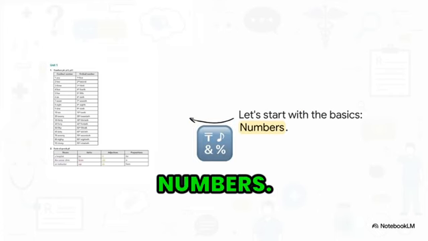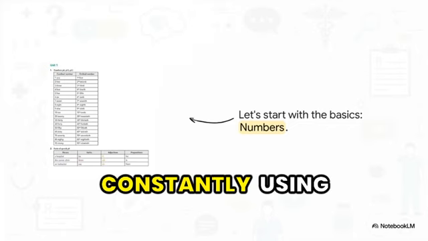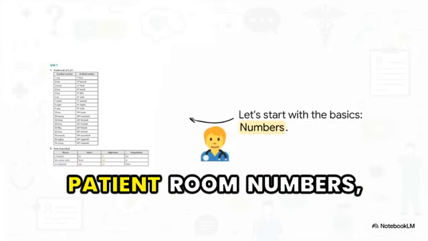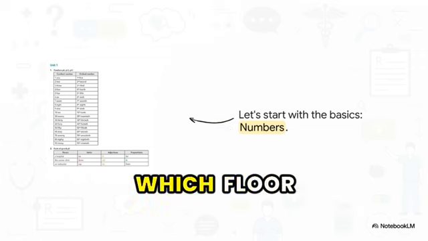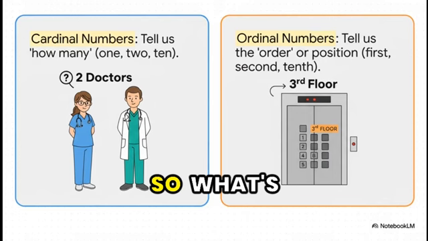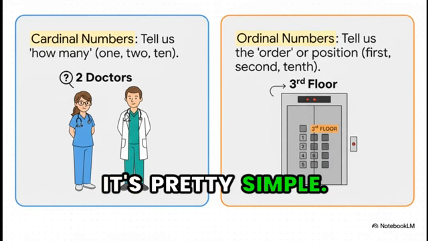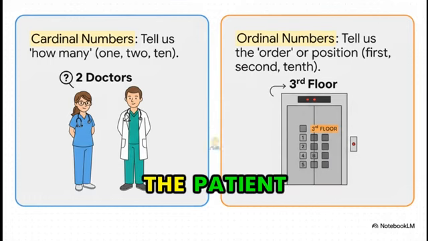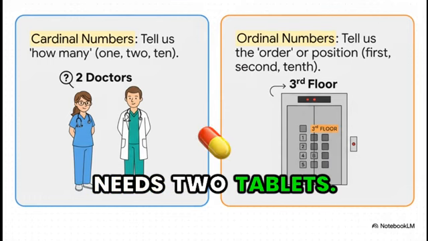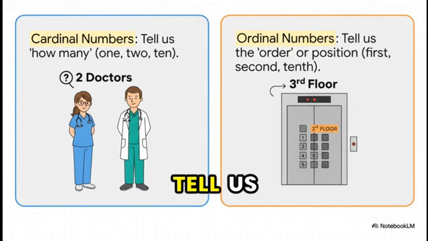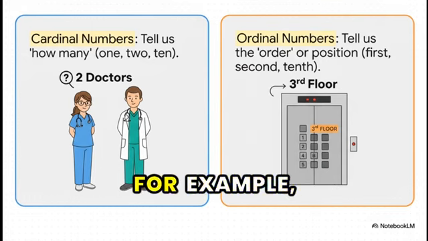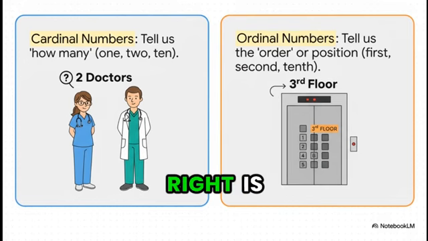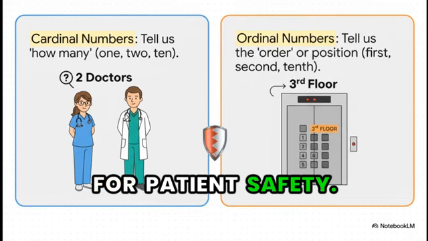All right, first up, numbers. In English, you are constantly using two main types of numbers, whether you're talking about dosages, patient room numbers, or even which floor of the hospital you're on. So what's the difference? Well, it's pretty simple. Cardinal numbers answer the question, how many? As in, the patient needs 2 tablets. Ordinal numbers, on the other hand, tell us the position or the order. For example, this is the patient's second dose. You can see how getting this right is just vital for patient safety.